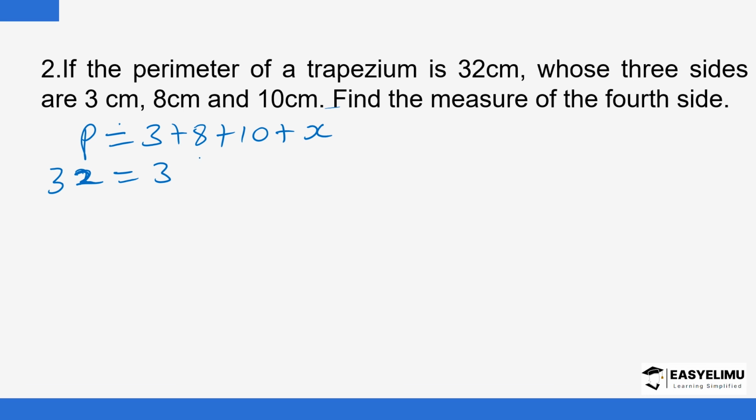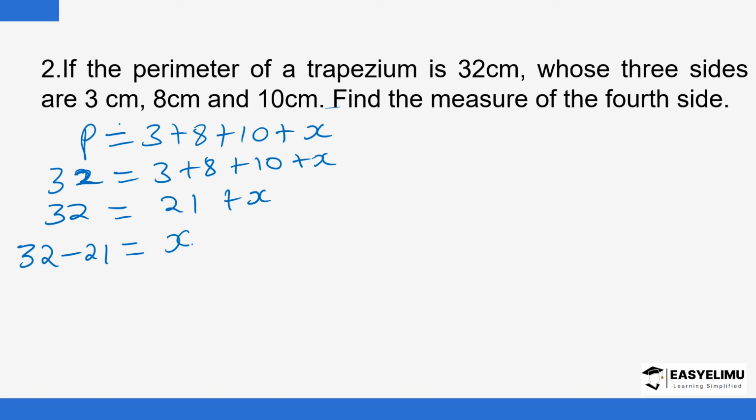So that is 3 plus 8 plus 10 plus x. Again, 32 should be equal to what? 3 plus 8 is 11, plus 10 is 21. So 21 plus x. 21 can come to the other side, so we have 32 minus 21 equals x. So that is going to be 11 equals x.